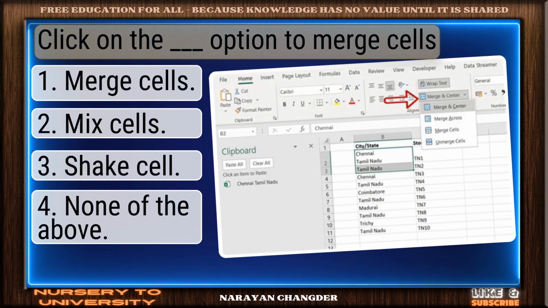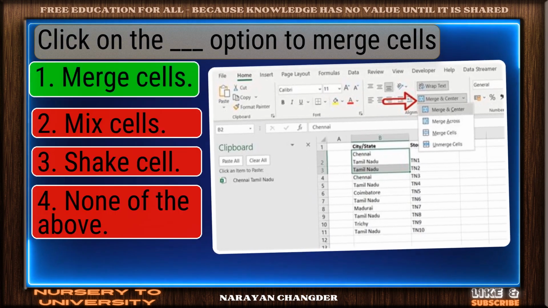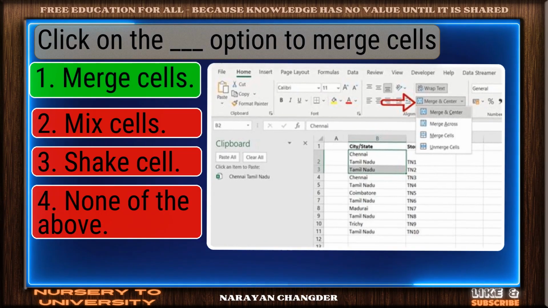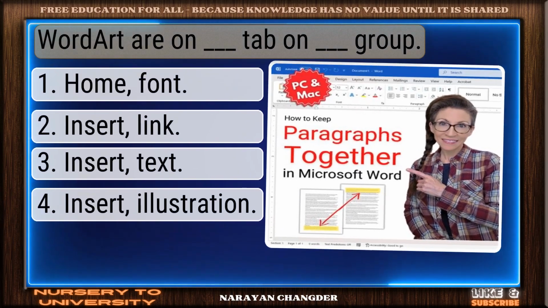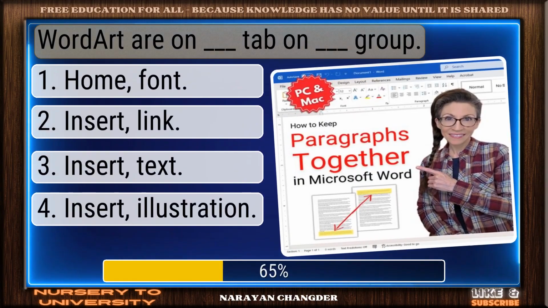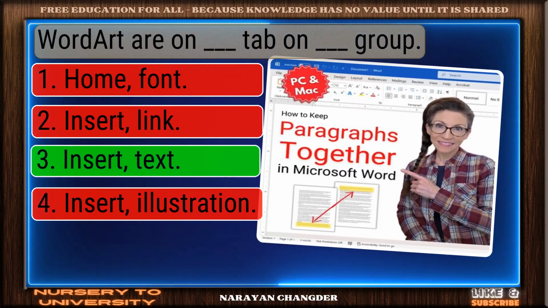Click on the Dash option to merge cells. Good thinking. Merge cells is the right answer. WordArt is on Dash tab in Dash group. Right choice. Insert, Text is the best answer.